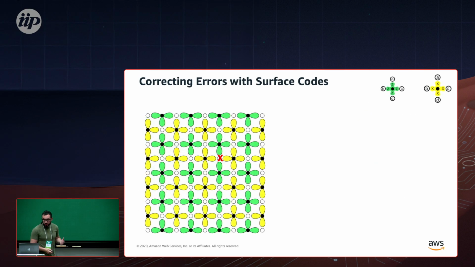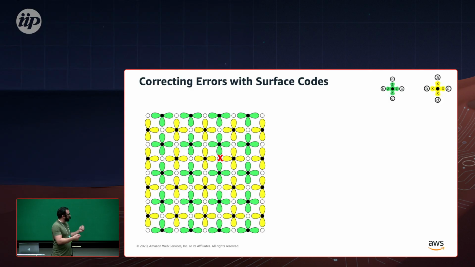Okay, so how will correction work here? Well, it will be very similar to what I told you about this kind of repetition code, but now you use these stabilizer checks. So suppose you have, so first, X error and Z error.